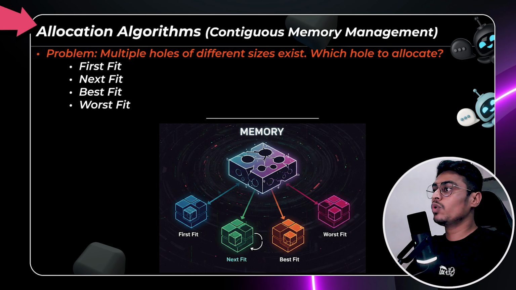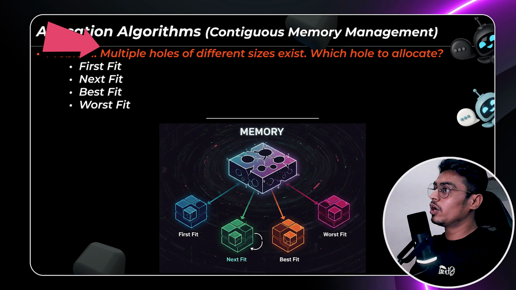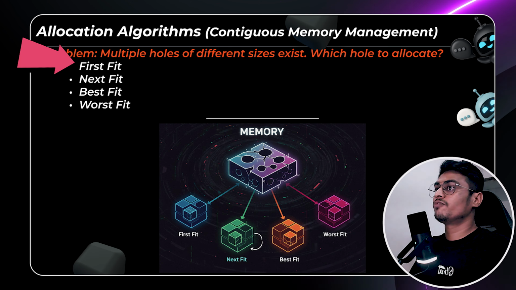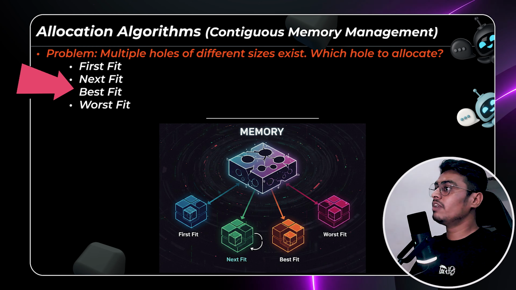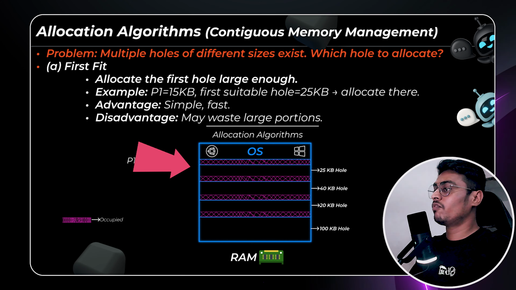Now moving forward to allocation algorithms in contiguous memory management. When we have multiple holes in memory and a new process arrives, we need an algorithm to decide which hole to allocate. There are 4 primary algorithms: first fit, next fit, best fit and worst fit. Consider a memory layout with several processes already loaded and multiple holes of different sizes available for allocation.